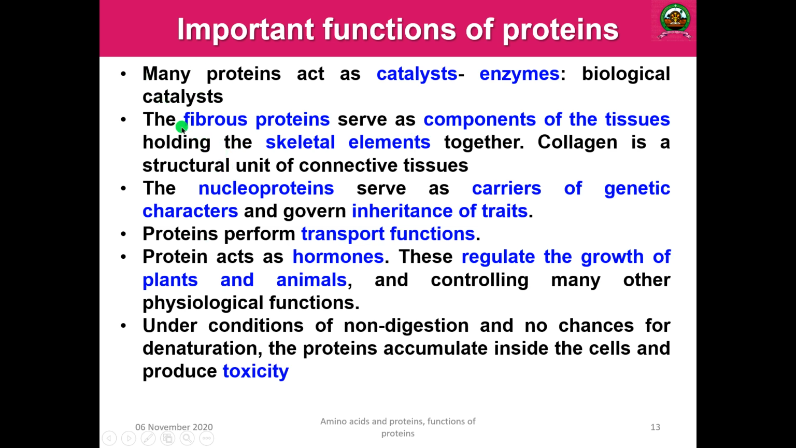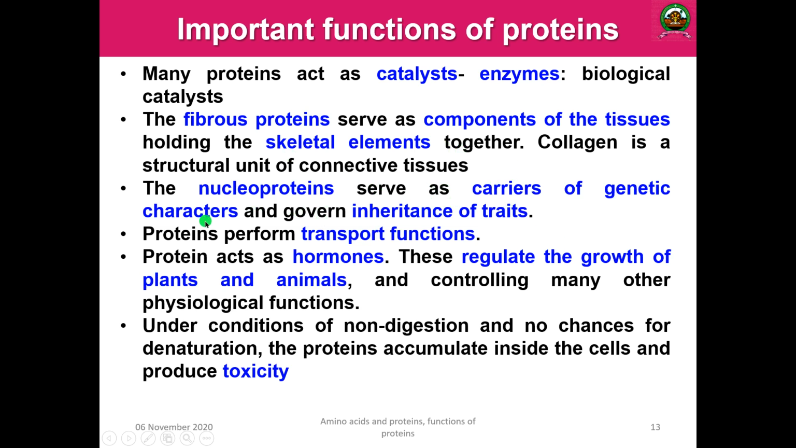Then the protein can act as a structural compound. Say, for example, fibrous protein can serve as components of the tissue which hold the skeletal elements. Collagen is a structural compound in connective tissue. Similarly, nucleoprotein can serve as the carriers of genetic material, genetic character, and that governs the inheritance of traits from organism to organism.